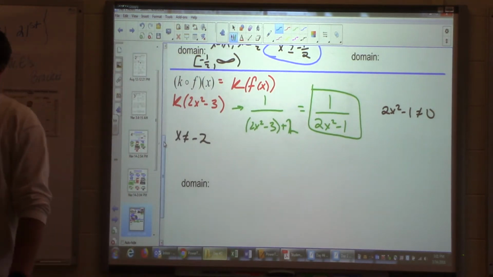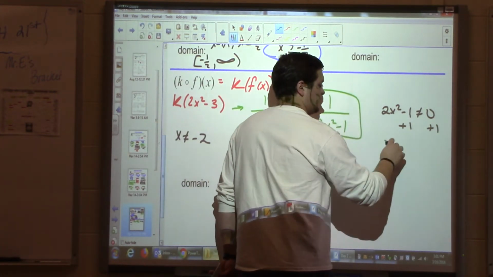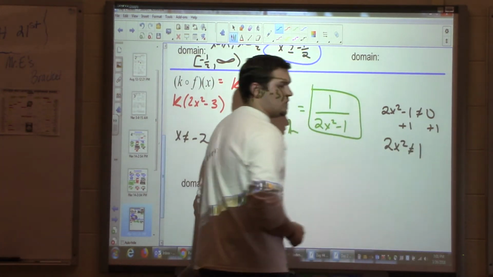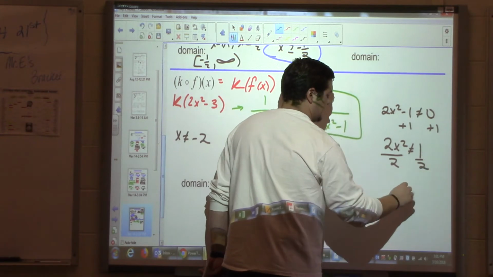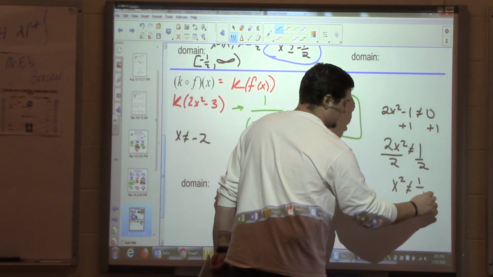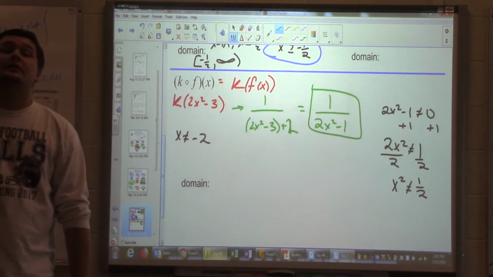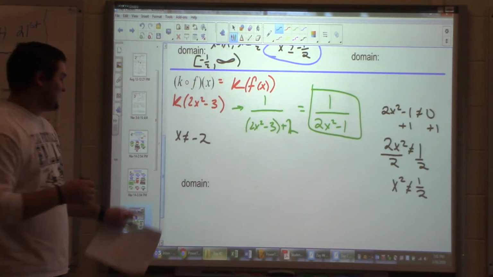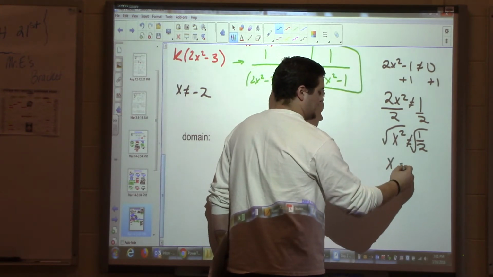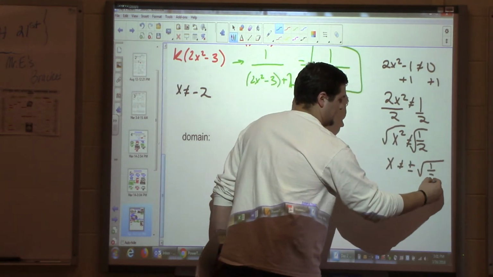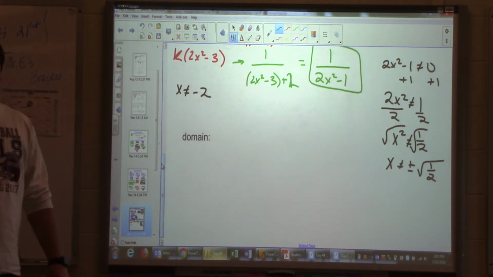I want to know what will make it equal 0. So I can say it can't equal that. So I'm going to do the algebra. Add 1. 2x squared cannot equal 1. Divided by 2. X squared cannot equal 1/2. So, the what? The square root. So square root both sides. We get x cannot equal positive and negative square root of 1/2, right? Positive and negative.